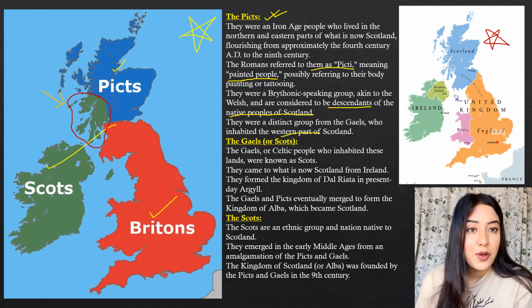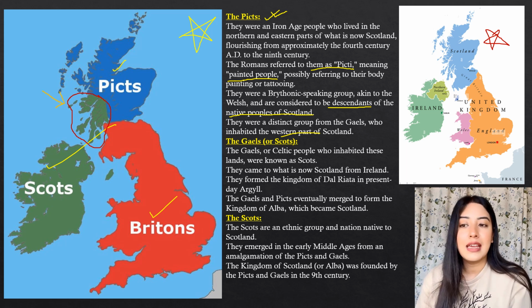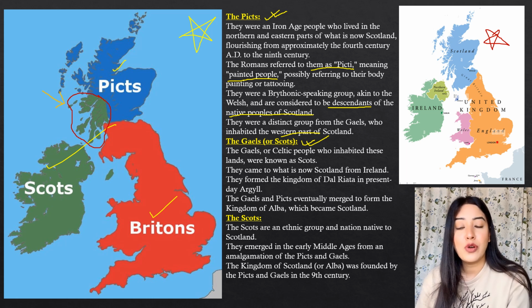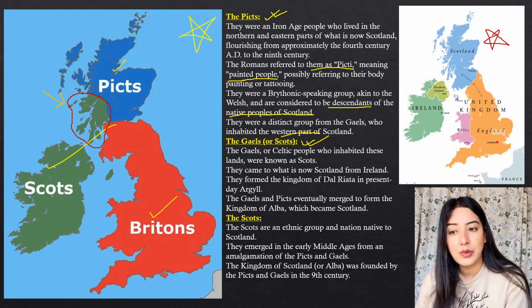Who are the Gaels or Scots? The Gaels or Celtic people who inhabited these lands were known as Scots. They came to what is now Scotland from Ireland, and they formed the kingdom of Dalriata in present day Argyll. So the Gaels and Picts eventually merged to form the kingdom of Alba, which became Scotland.